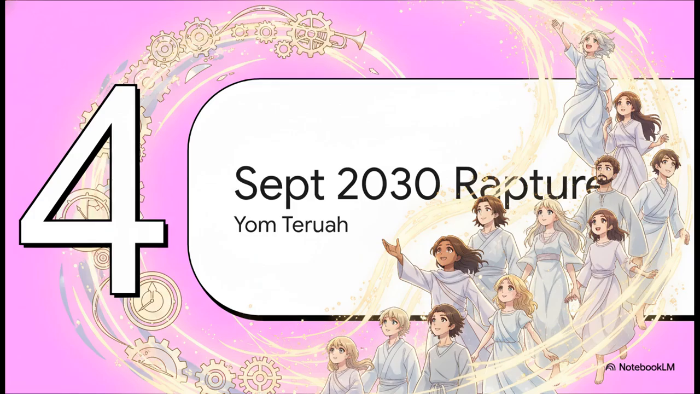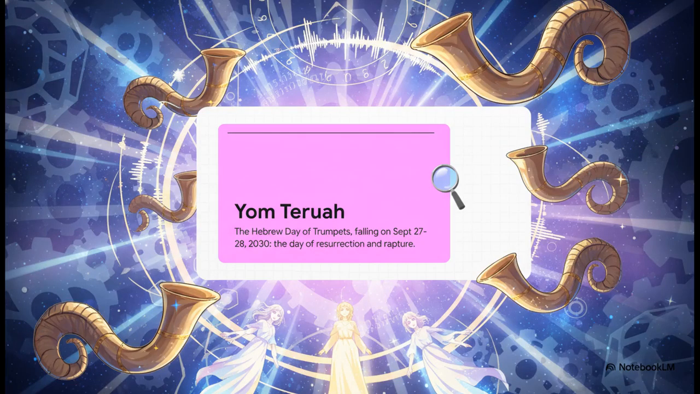Section 4. The September 2030 Rapture. And this step-by-step reasoning naturally brings us to the ultimate climax of the unsealed timeline. The author identifies a specific Hebrew feast day, Yom Teruah, or the Day of Trumpets, as the precise moment those 1,250 days of witnessing are cut short.